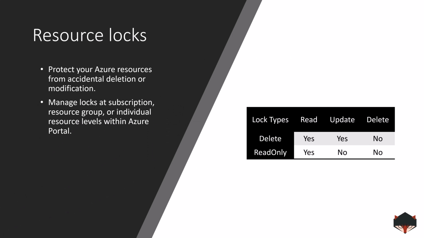Let's talk about resource locks. A resource lock prevents resources from being accidentally deleted or changed. Even with Azure role-based access policies in place, there's still a risk that people with the right level of access could delete critical cloud resources. Resource locks prevent resources from being deleted or updated, depending on the type of lock.